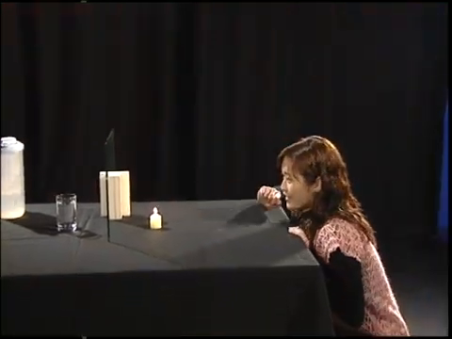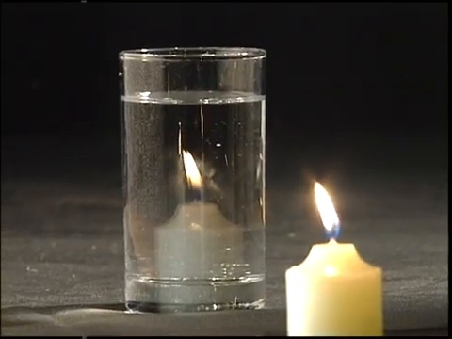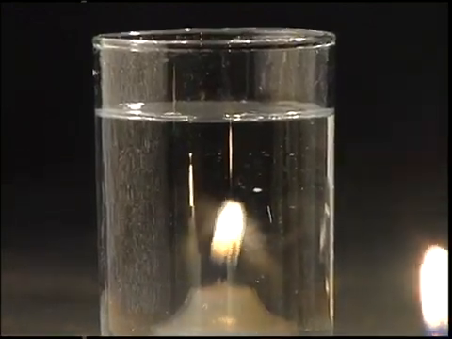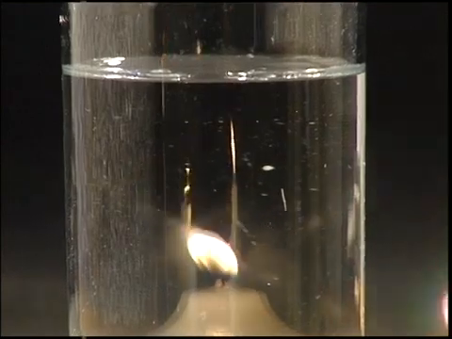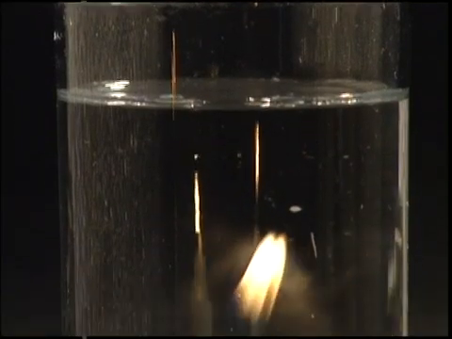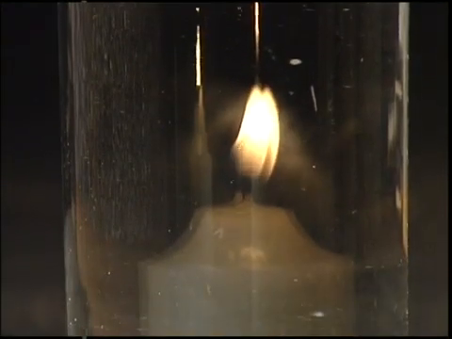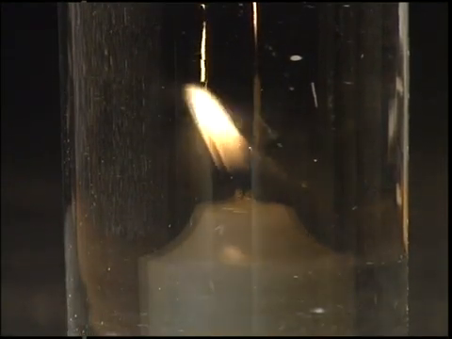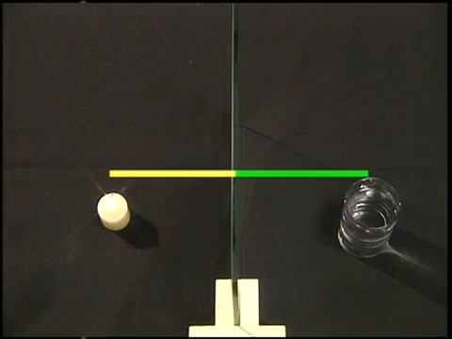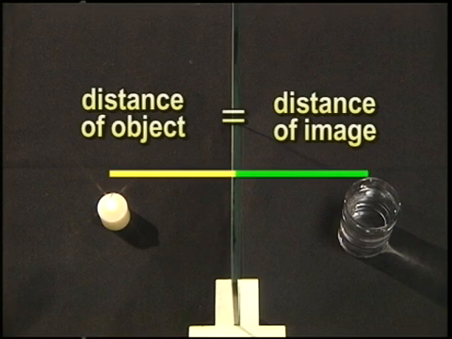When we watch from the side of the candle, we will see a strange phenomenon. The candle is burning underwater. This experiment shows that the object in front of a mirror can form a virtual image behind the mirror. The distance between the object and the mirror is the same as the distance between the virtual image and the mirror.